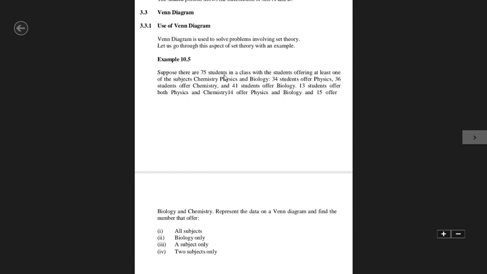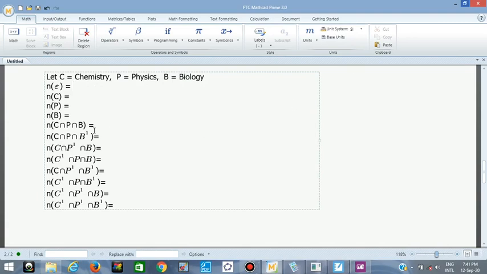So the exact numbers present in each of the sets are given. And the question starts with this. It says, suppose there are 75 students in a class, with students offering at least one of the subjects: chemistry, physics, and biology. So that means the total number of students in that class, which is the universal set, is 75 students. So let's just go straight and start answering it.